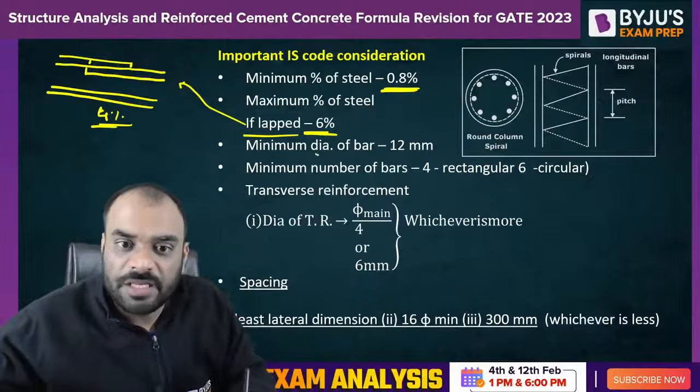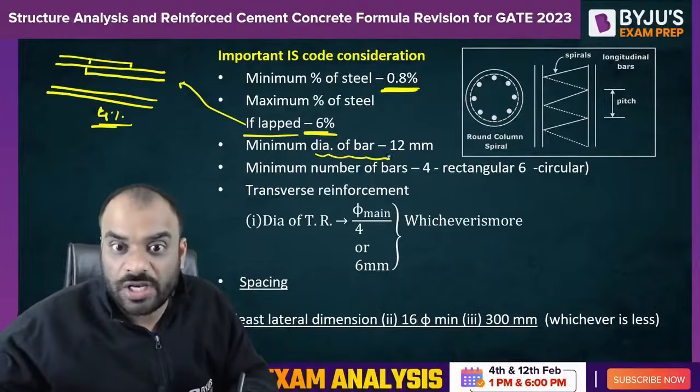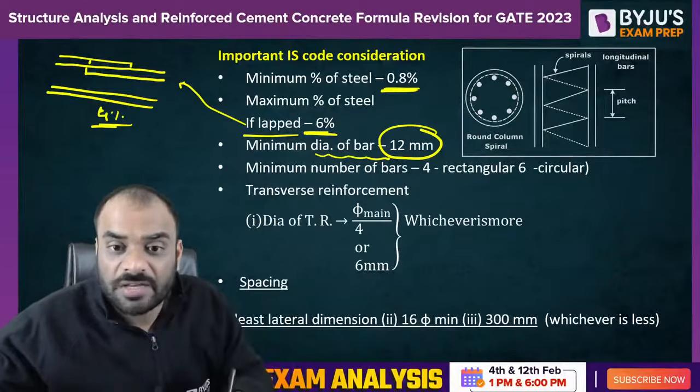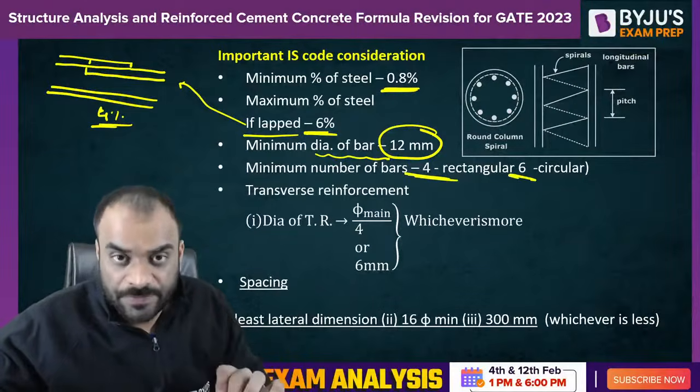Okay. The minimum dia of bar which we have to use is 12 mm. That means this is the minimum dia which we have to use. Minimum number of bars in case of a rectangular column is 4. For circular it should be 6.